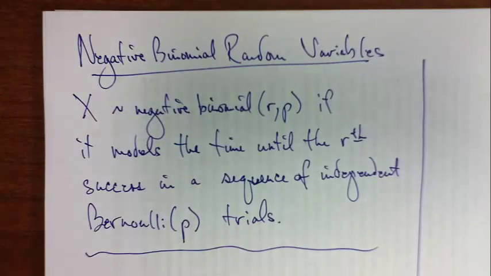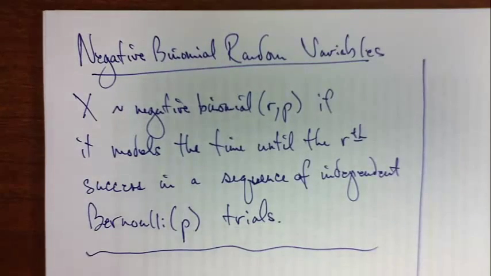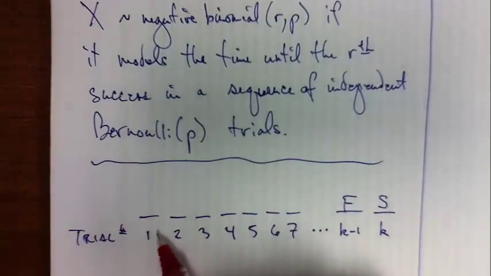Why is it called negative binomial? It's because it's sad.